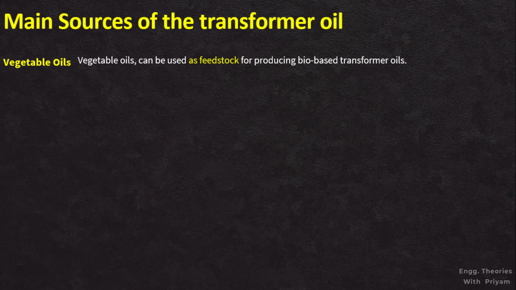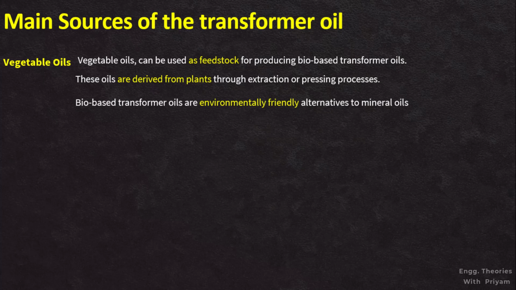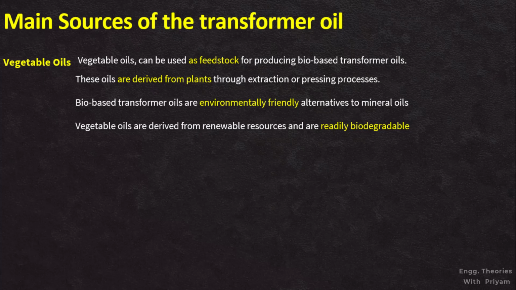Next source of the transformer oil is the vegetable oils. Vegetable oils can be used as feedstock for producing bio-based transformer oils. These oils are derived from plants through extraction or pressing processes. Bio-based transformer oils are environmentally friendly alternatives to mineral oils. Vegetable oils are derived from renewable sources and are readily biodegradable. This makes them significantly less harmful to the environment in the case of spills and leaks.